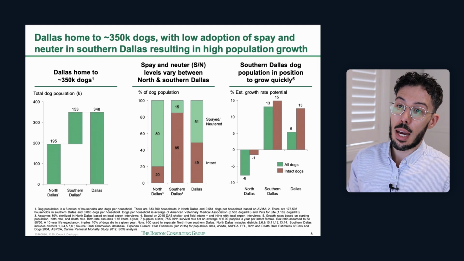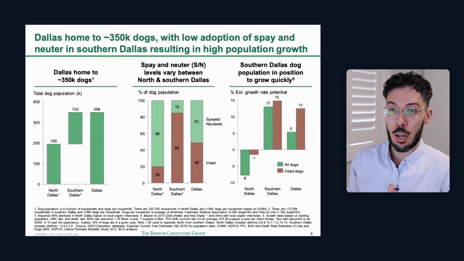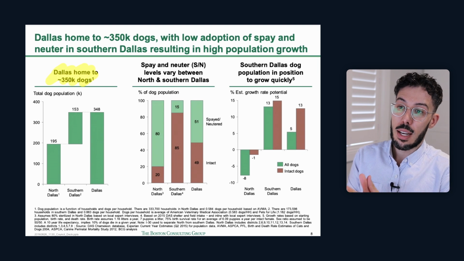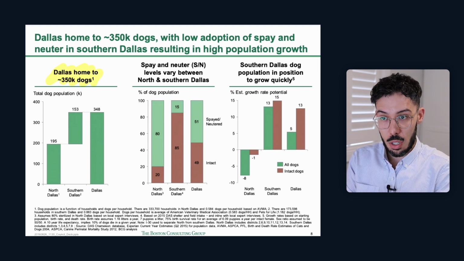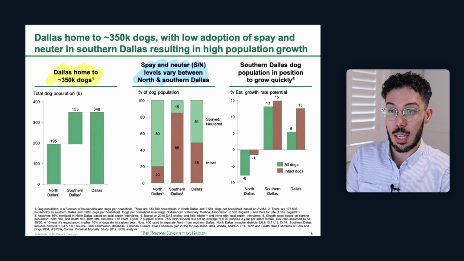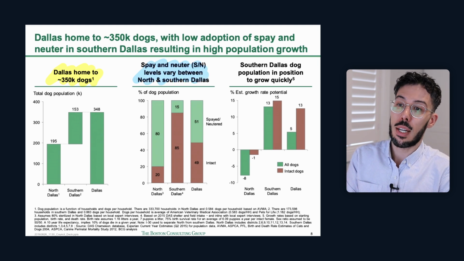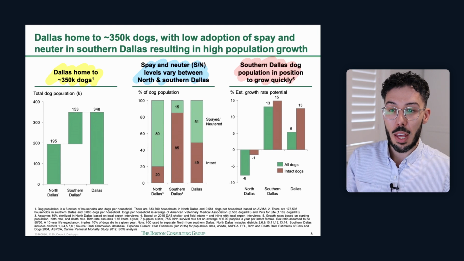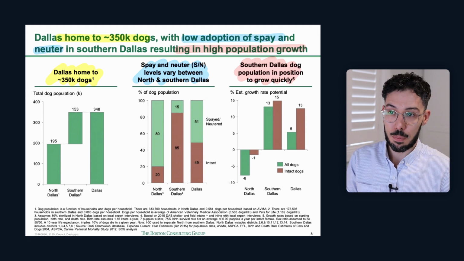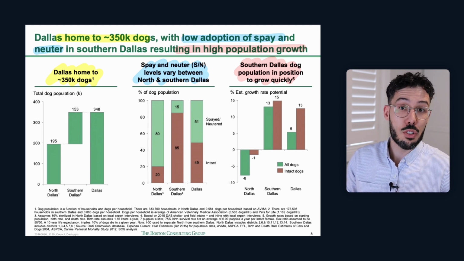And it's a good example of the relationship between each panel and the overall action title. So panel 1 says, Dallas is home to 350,000 dogs. Panel 2 says, low adoption of spay and neuter in southern Dallas. And panel 3 says, high population growth. And those 3 things combine to become the action title. And this also shows that you can use different chart types in each panel, and that's totally fine.